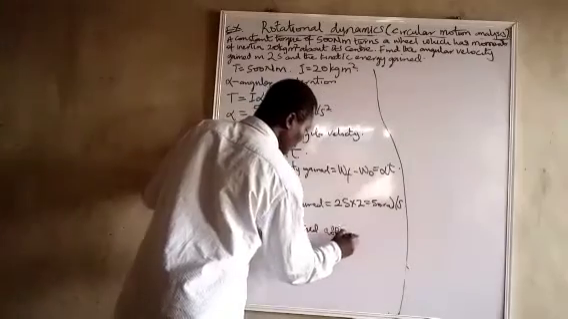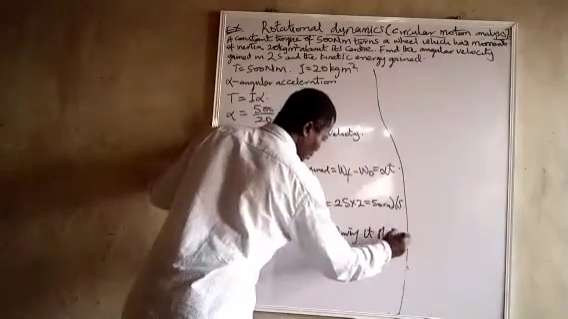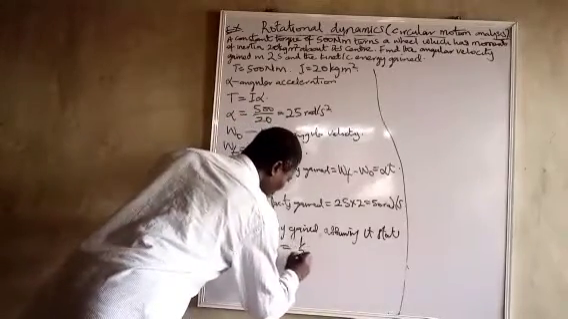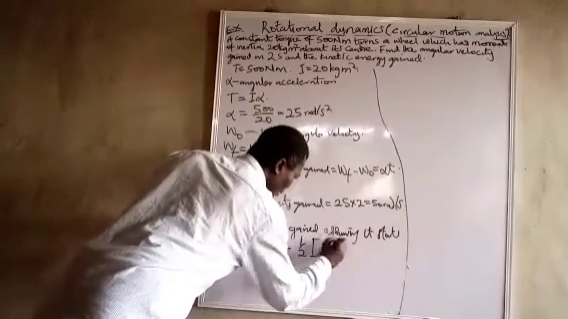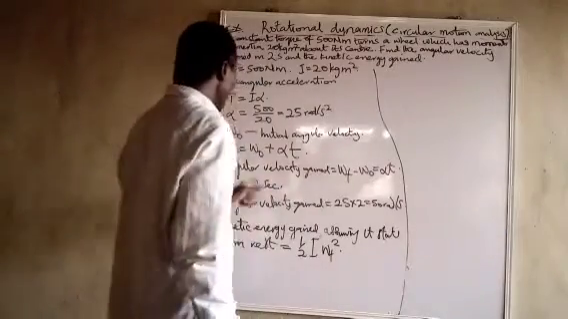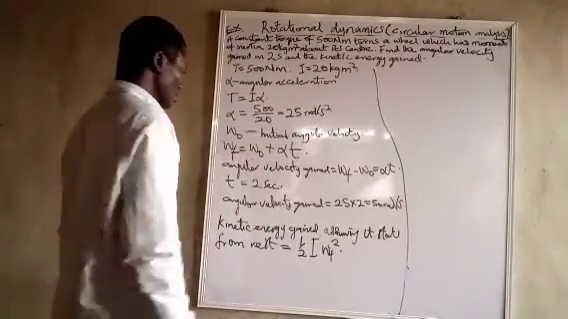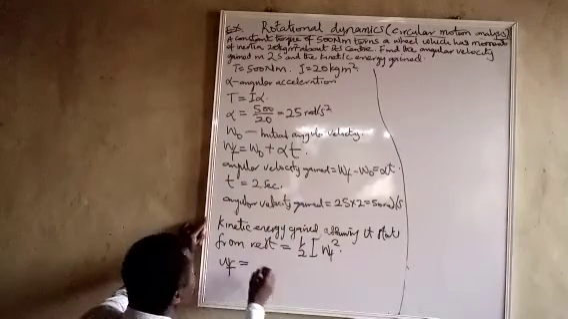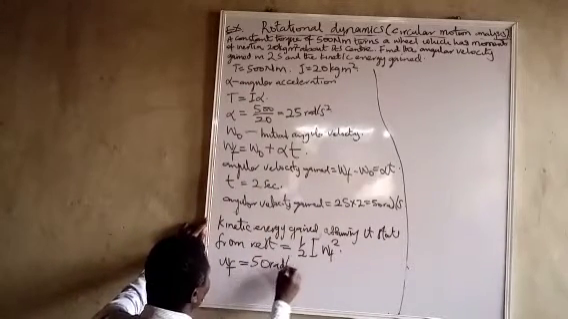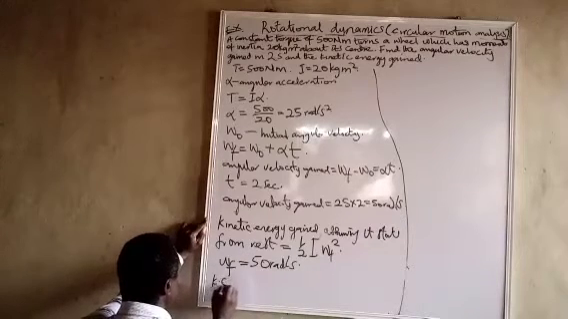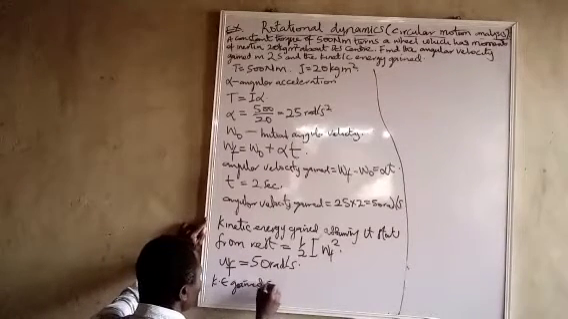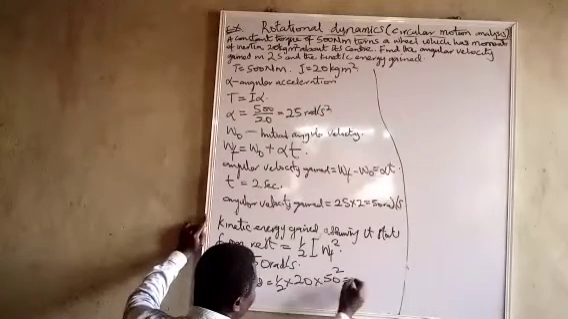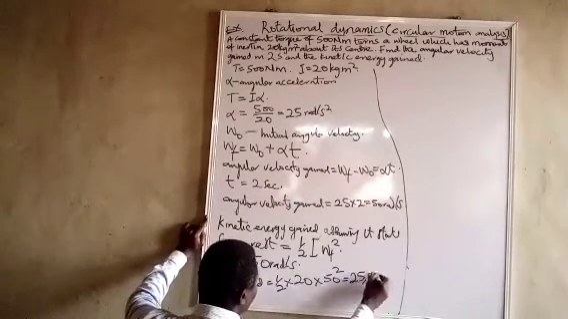Assuming it starts from rest, the kinetic energy will be equal to half I omega final squared. So let us just assume that the initial one is 0. So our final angular velocity will be equal to 50 rad per second. So KE gain will be equal to half times 20 times 50 squared, which is 25,000 joules.